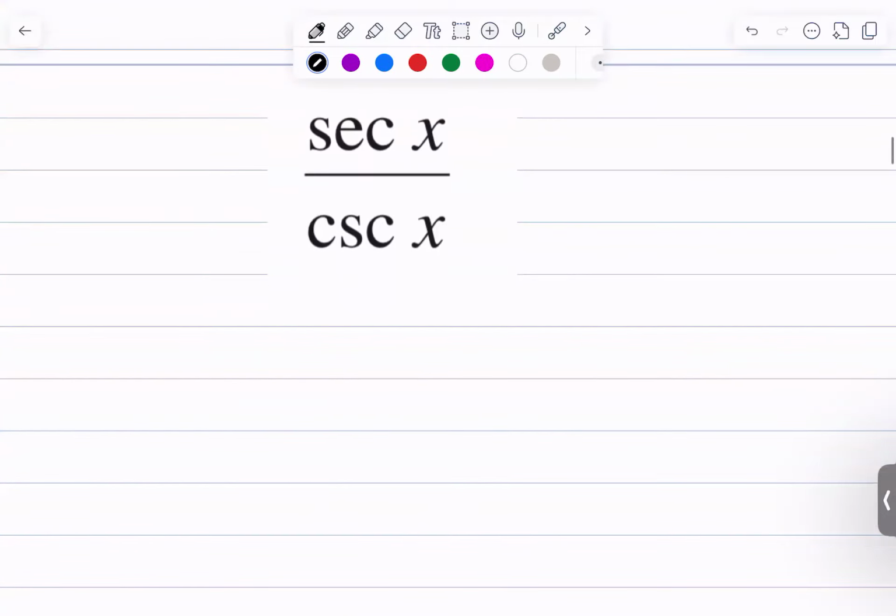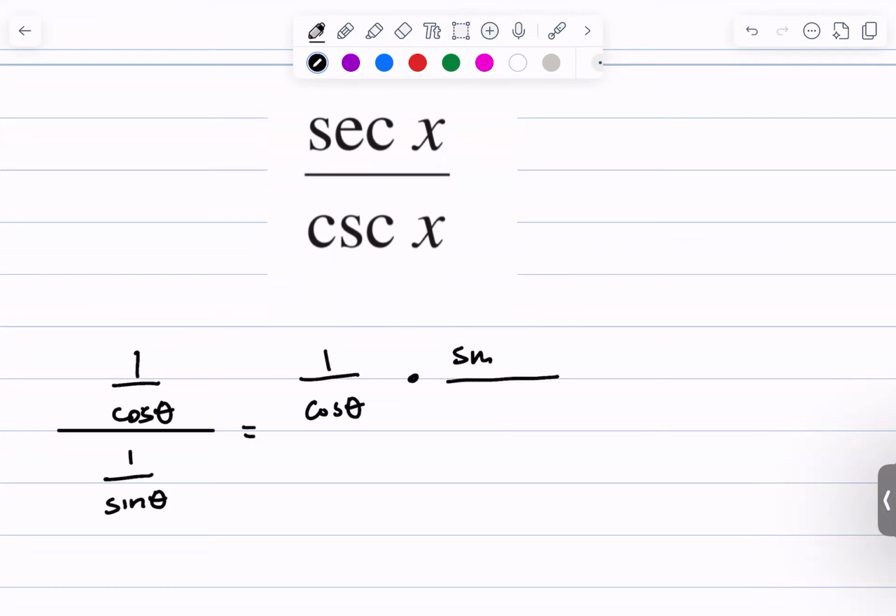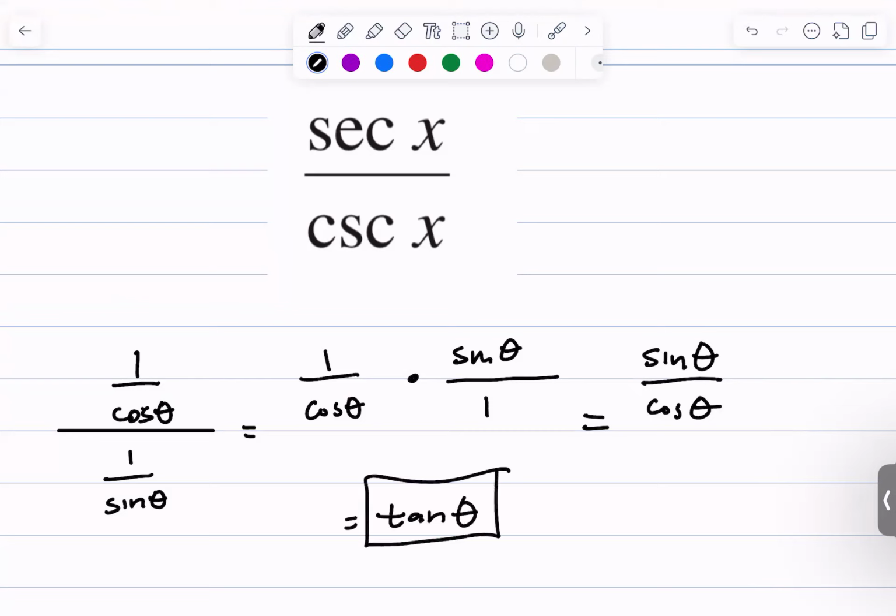This one here, turn everything in terms of sine and cosine. So my numerator is 1 over cosine. My denominator is 1 over sine. Keep, change, flip. Change and flip it. So this becomes sine theta over cosine theta. What is sine over cosine? Tangent. So that's my answer. Okay?